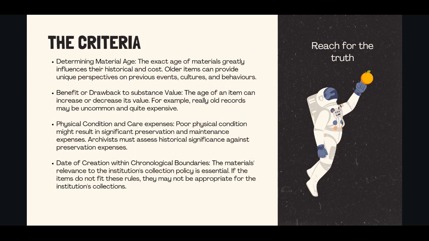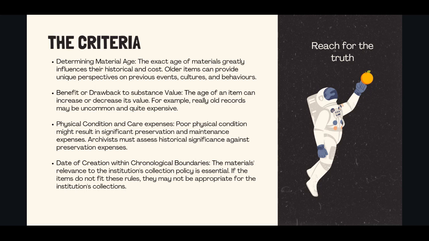The third is, what is the physical condition and care cost? If the materials are in poor physical shape, it can be expensive to preserve and maintain them. This includes costs for restoration, proper storage, and ongoing conservation efforts. Archivists must weigh the historical or informational value of the materials against the resources required to care for them. Sometimes the cost of preservation might outweigh the perceived value, leading to a decision to deaccession or dispose of the materials.